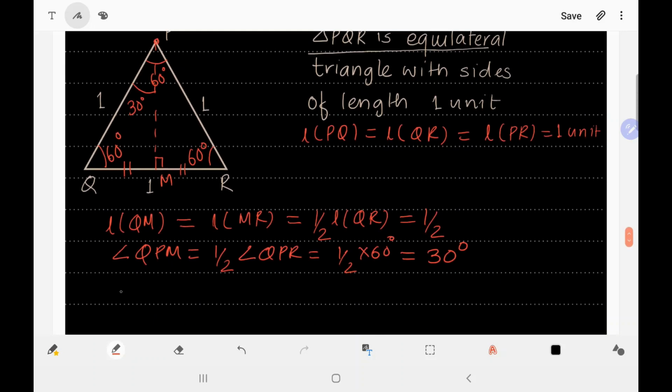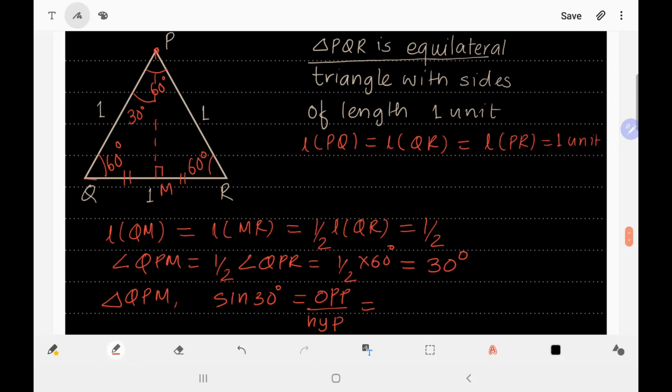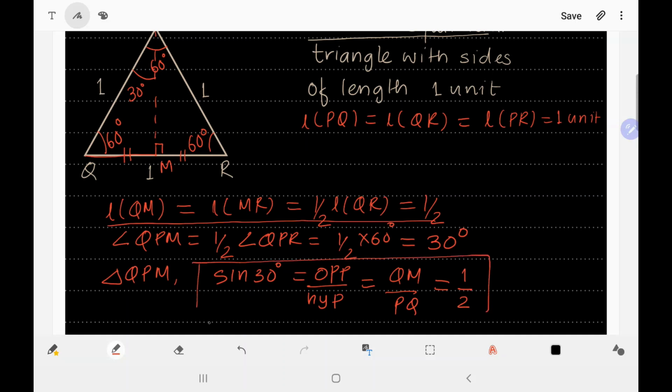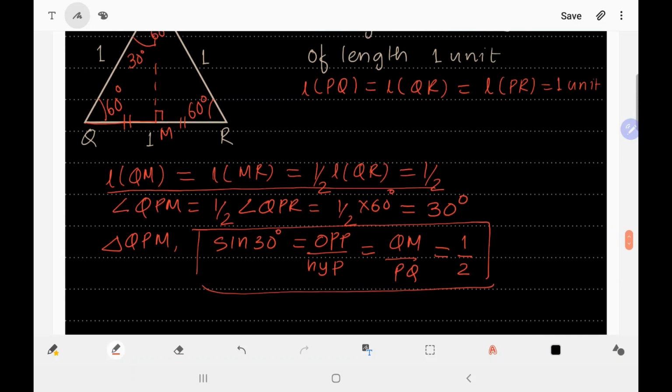Now if we consider triangle QPM, we can define sine of 30 degrees using the basic definition of opposite side upon hypotenuse. If you look at the 30 degree angle, the opposite side is QM and the hypotenuse is PQ. That means QM upon PQ. We know that length of QM is half and length of PQ is 1. So this ratio becomes half, or we can say that sine 30 is equal to half.